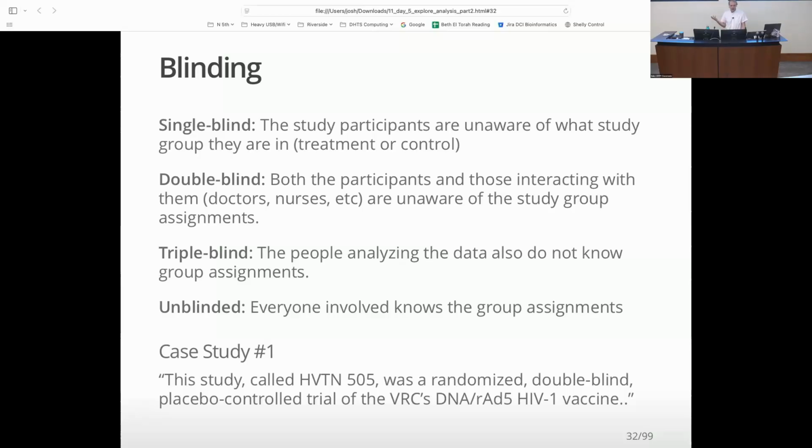And what about triple blinding? Why do you need the data analysis people?